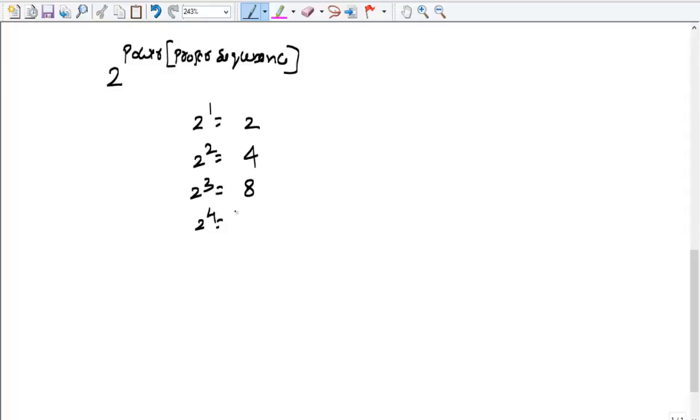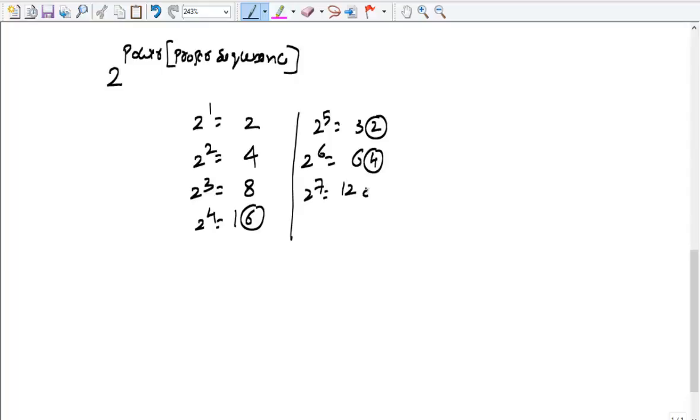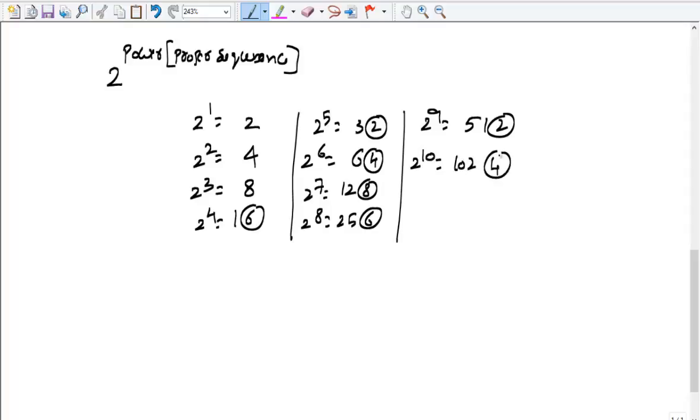2 power 4, even though it is 16, the unit digit is 6. 2 power 5, it is 32, but the unit digit is 2. 2 power 6 is 64, unit digit is 4. 2 power 7 is 128, unit digit is 8. 2 power 8 is 256, unit digit is 6. Now 2 power 9 is 512, unit digit is 2. I'm writing only up to 2 power 10.